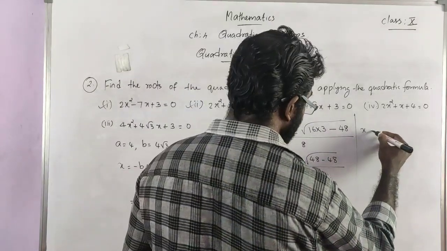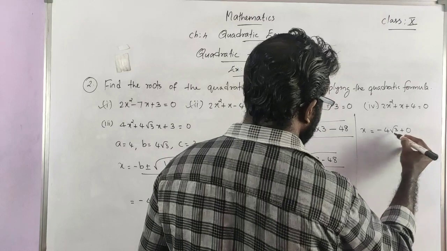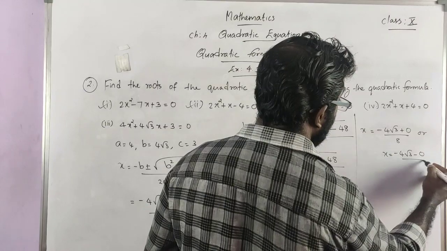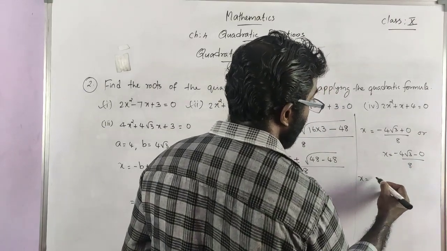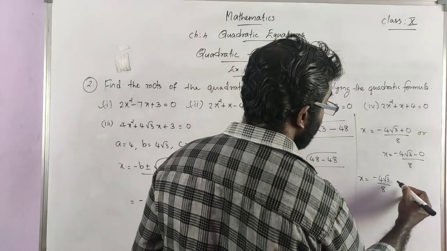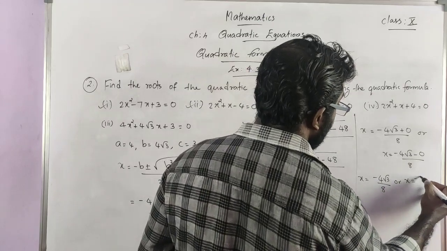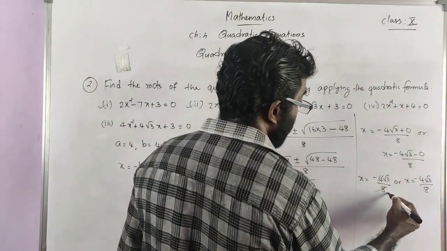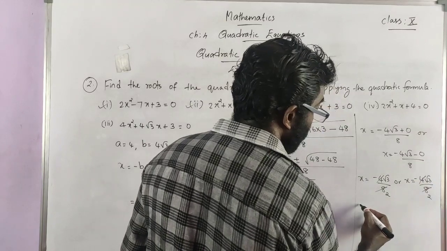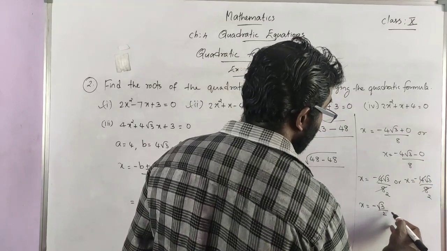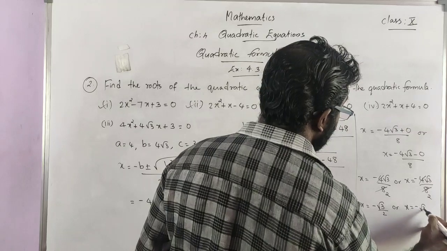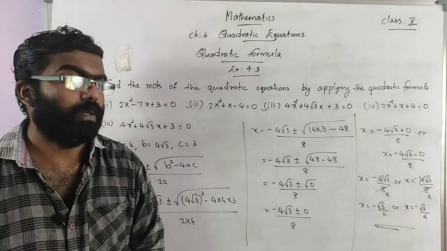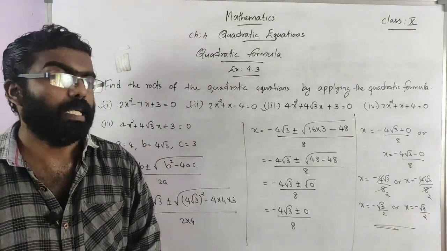Now we can split: x equal to (−4√3 + 0) divided by 8, or x equal to (−4√3 − 0) divided by 8. Therefore x equal to −4√3 by 8, or again the same value. Now we can cancel this 4 and 8. Here we get 2. So x equal to −√3 by 2 or x equal to −√3 by 2. Here we got the same roots. Okay.